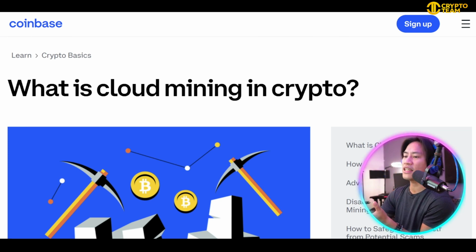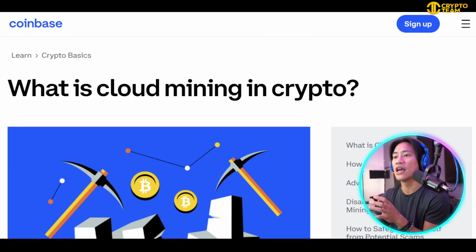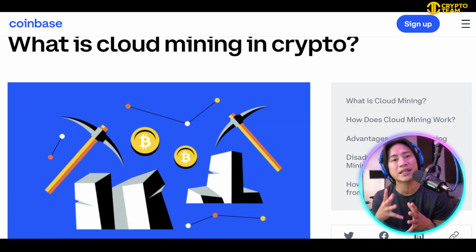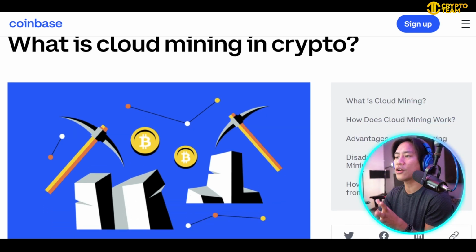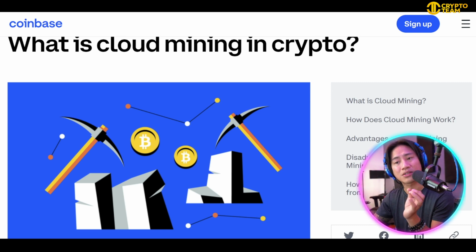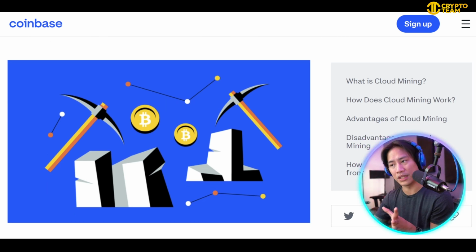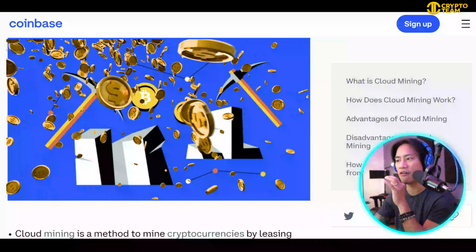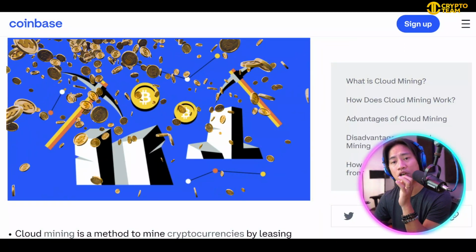Okay, now what are the challenges in crypto mining? Crypto mining faces significant challenges, including high electricity consumption, rising hardware costs, and increasing mining difficulty. Additionally, guys, environmental concerns over the carbon footprint of mining operations have prompted calls for greener solutions.